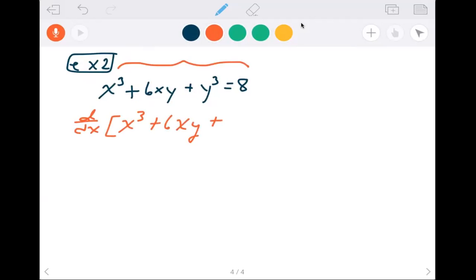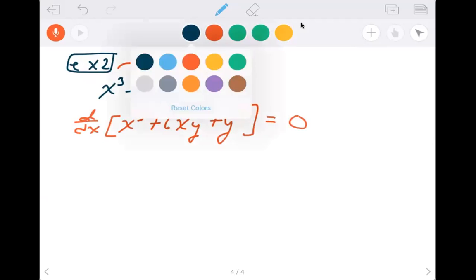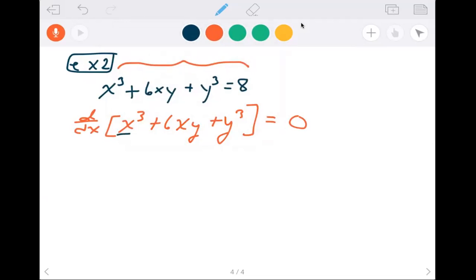Y cubed. The derivative of any constant is just 0. For any terms that don't have a variable match, which would be these 2 in green, I've got a y in there when I'm doing it with respect to x, and again a y in there. So the green ones require our new process. The derivative of x cubed with respect to x is still 3x squared. Be very careful.